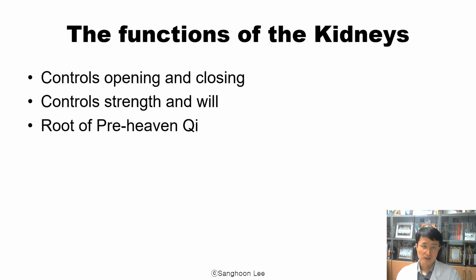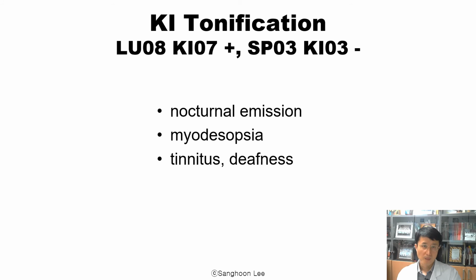Kidney meridian. The functions of the kidney: it controls opening and closing, it controls strength and will, it is the root of pre-heaven qi. Kidney tonification formula is reinforcing lung 8, kidney 7, reducing spleen 3, kidney 3 point. It can treat nocturnal emission, myodesopsia, tinnitus, deafness.